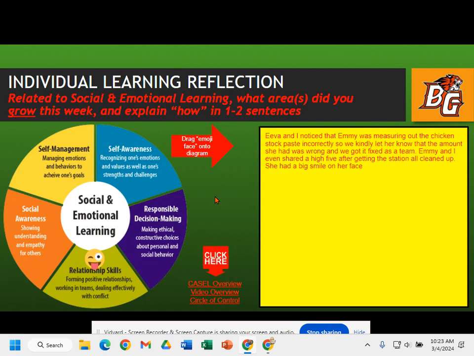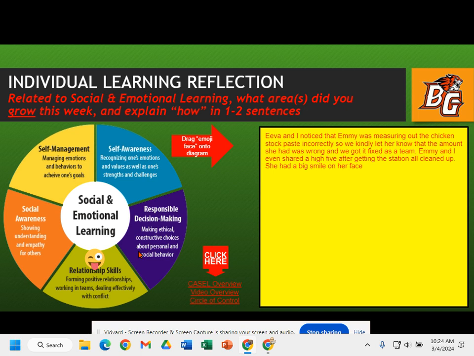And then the last slide here we have is the SEL slide, social emotional learning slide. And this is an opportunity for you to evaluate. And again, you're going to take this emoji smiley face right here, and you're going to drag it from over here and move it to what area that you're working on this particular week. So you might be working on relationship skills, responsible decision making, self-awareness, self-management, and social awareness. What category do you think you're investing in this week?